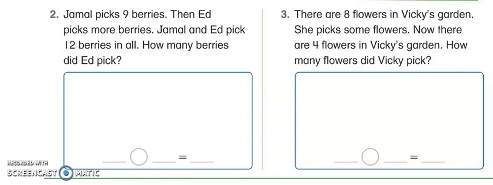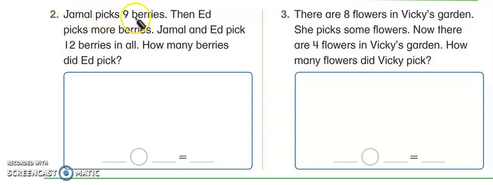Hello everyone, in this lesson we're going to draw pictures or write an equation to help us solve word problems. So let's try to figure out the problems that we have here, and we're going to use all the strategies that we have learned throughout our lessons. Let's start with the first problem.